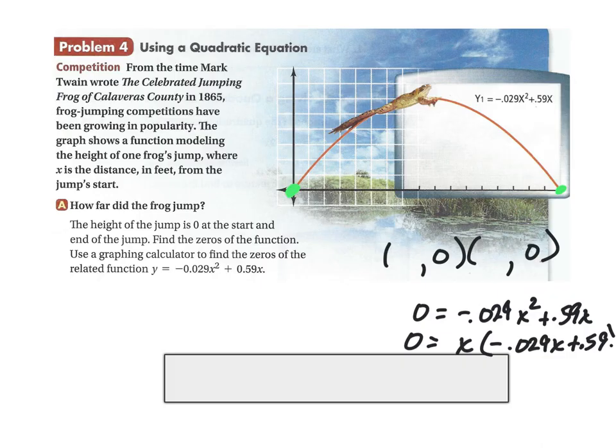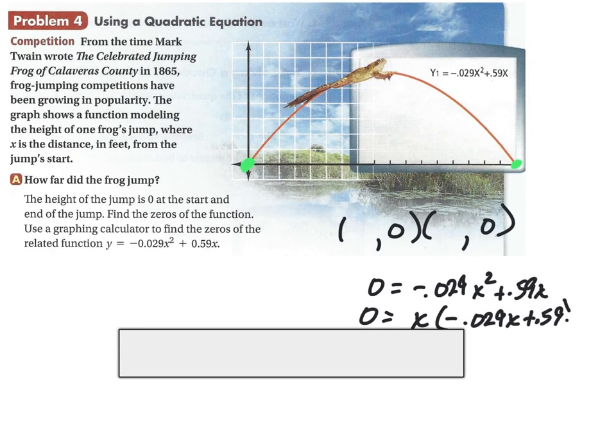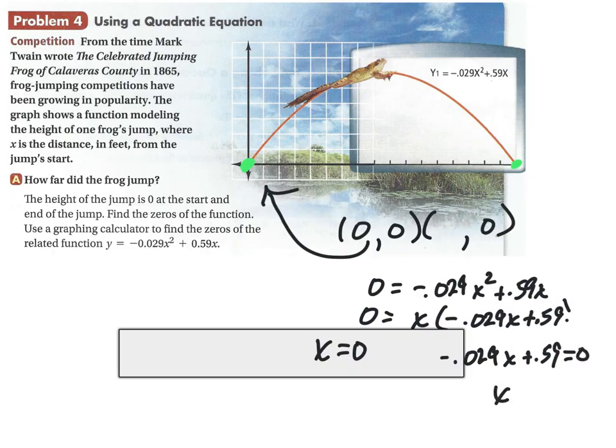So there's my thing. And now I can set both of these factors equal to 0. So I got x equals 0. There's that guy. And then when I set this other one equal to 0, I'm obviously going to have to throw this in a calculator because I can't do this in my head. So plus 0.59 equals 0. And when I do all that, I think I get 20.3-ish feet. So that's right here. So that frog jumped 20.3 feet.